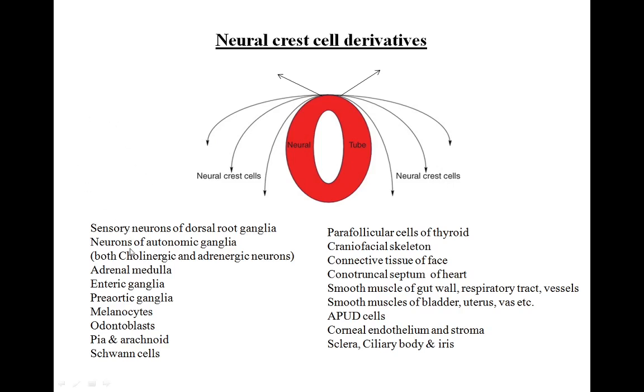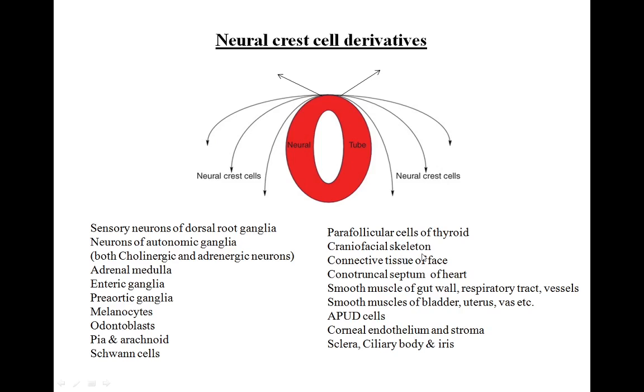So they will form the melanocytes, the odontoblast, the pia arachnoid, they will also form the Schwann cell, that will form the myelination of our nerves. That is, Schwann cells are also neural crest cell derivatives. Also they will form the neurons of the dorsal root ganglion, autonomic ganglia, and also the enteric ganglia, that is gut ganglia, and also the adrenal medulla. Also they will form the C cells of the thyroid, that is parafollicular cells, that is also known as ultimobranchial body. These neural crest cells also enter there.